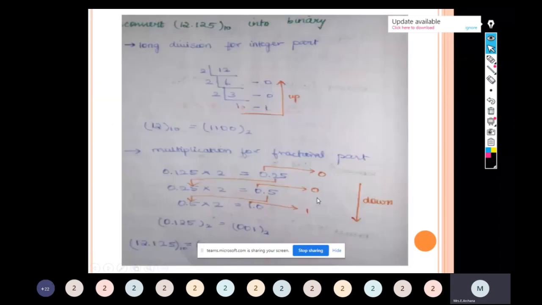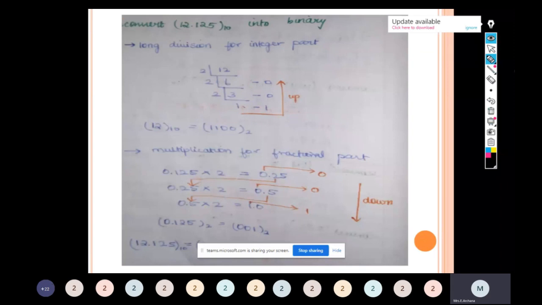Yes, see this example: 12.125 into binary. It consists of 12 as the integer part and 0.125 as the fractional part. So 12 is converted into binary by dividing by 2. 6 twos are 12, remainder is 0. 3 twos are 6, remainder is 0. 1 two is 2, remainder will be 1. So 1100. Like this we follow the successive multiplication for the fractional part.